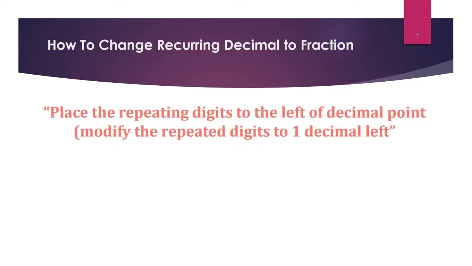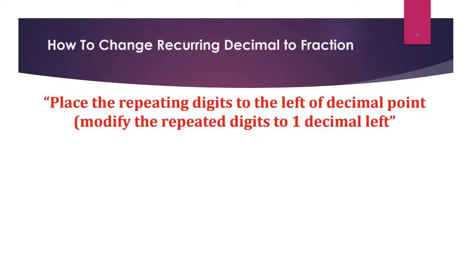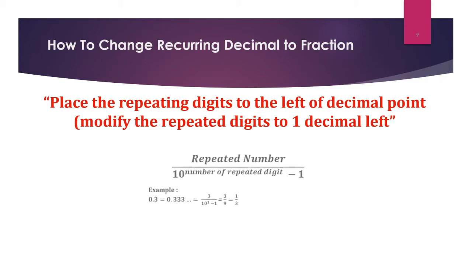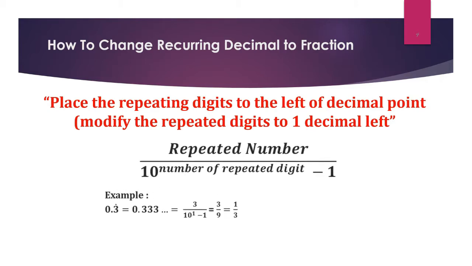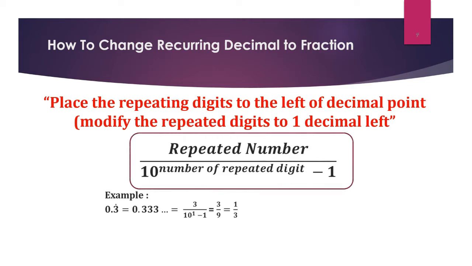Next, how to change recurring decimals to fraction. The key is to place the repeating digits to the left of the decimal point. Modify the repeated digits to one decimal place. So the formula is repeated number over 10 power number of repeated digits minus 1. For example, 0.3 with a dot means 3 over 10 power 1 minus 1.